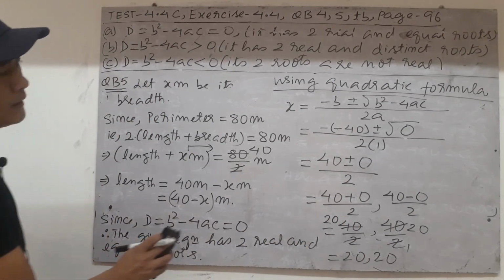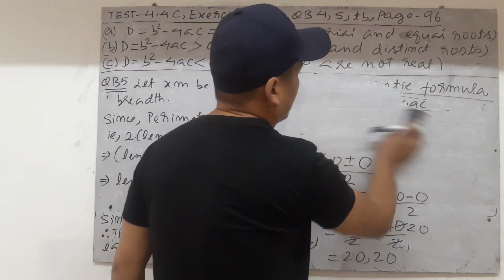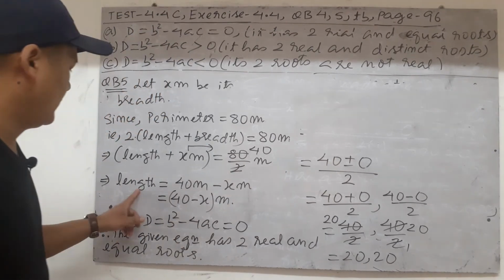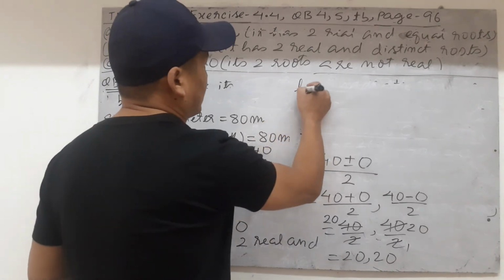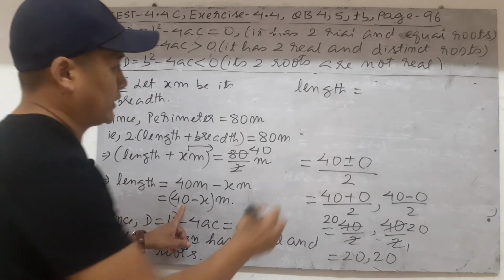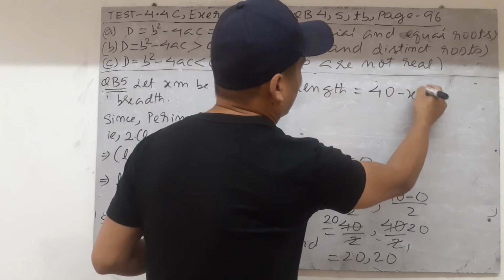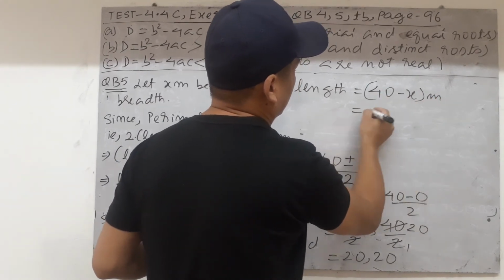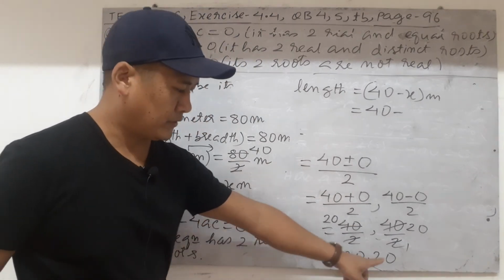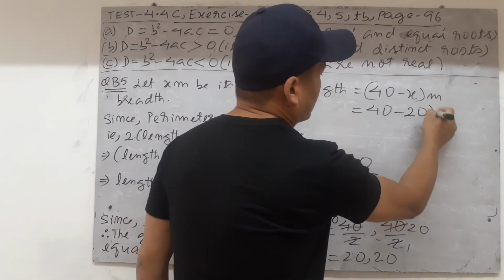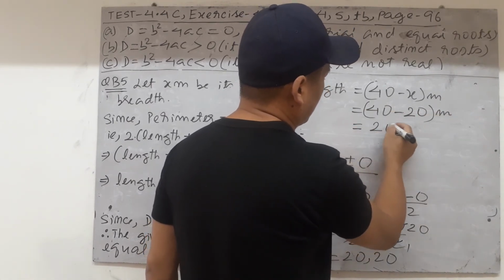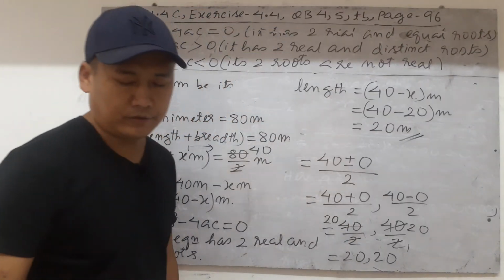So now our job is to go back to the question and the last sentence. It says find its length and breadth. So for the length, go back to the beginning. Therefore the length, in the beginning we found it to be 40 minus x meter. So this is 40 minus, our x value is 20. 40 minus 20 is 20 meter. So length is 20 meters.